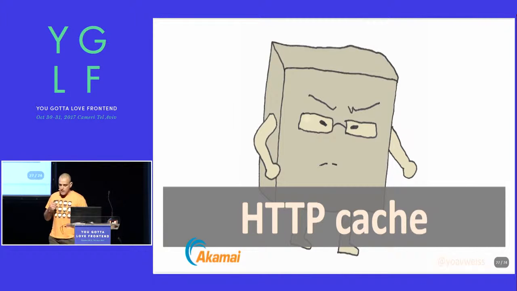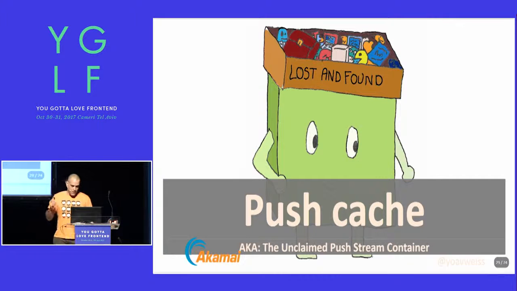So if the HTTP cache has our response, that's great, but if not, we continue down in the network stack, and when we're using HTTP2, there's one more cache that our request has to check before it hits the network. And that's the H2 push cache, or as I like to call it, the unclaimed push stream container, which is much catchier as a name.